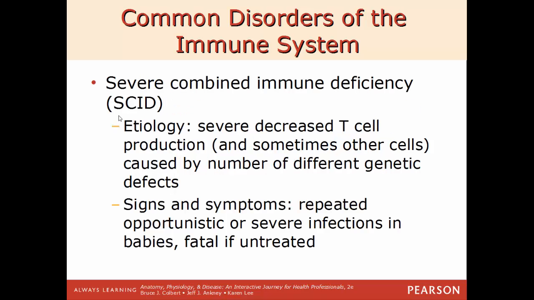SCID, severe combined immune deficiency. The etiology: caused by a severe decreased T cell production, and sometimes other cells, caused by a number of genetic defects. Signs and symptoms: repeated opportunistic or severe infections in babies, and this can be fatal if left untreated.